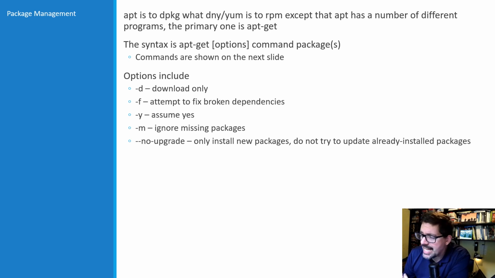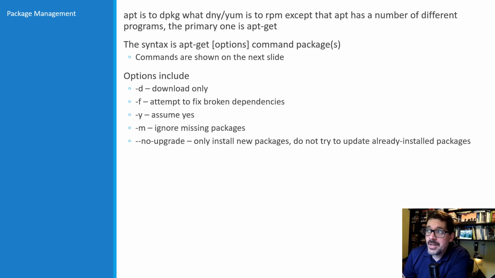Now, all that said, if you wanted to use DNF or yum on a Debian-based system, or if you wanted to use apt-get on an RPM or Red Hat-based system, you could install that package manager. You can use the package manager in Red Hat to install the Debian package manager, and then use that package manager to install the utilities for that package manager. In theory, you could do that.